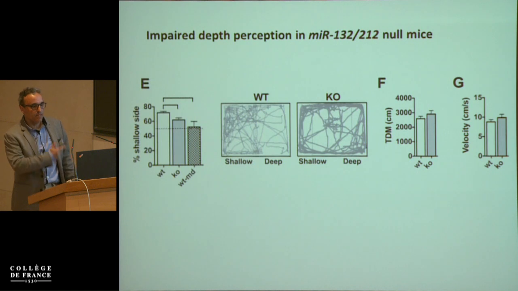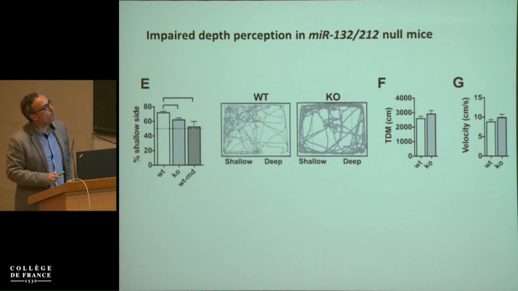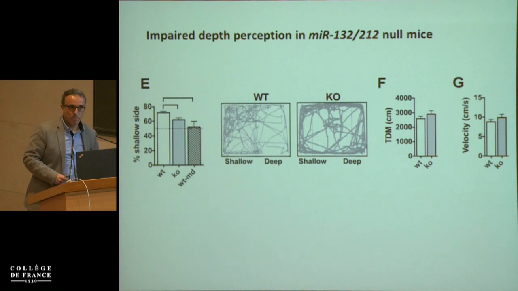So we put in the visual cliff the wild type, the knockout, and the monocularly deprived wild type. And basically, you see that the preference for the shallow side is strongly reduced, indicating that there is an impairment in depth perception in these animals.